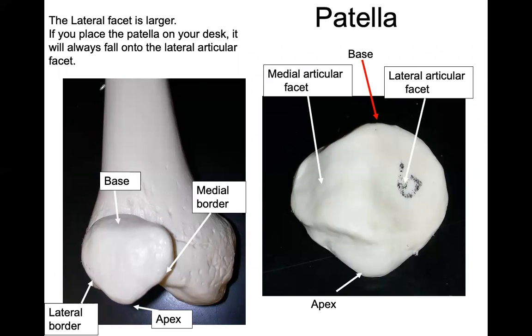For the patella, all you need to know is that the patella is basically your kneecap. It has a base and an apex, so base and apex. If you look at it from the posterior view, you have a surface that is smaller versus a surface that is larger. The larger surface is the lateral articular facet, which articulates with your knee joint. And then the smaller of the two is the medial articular facet.